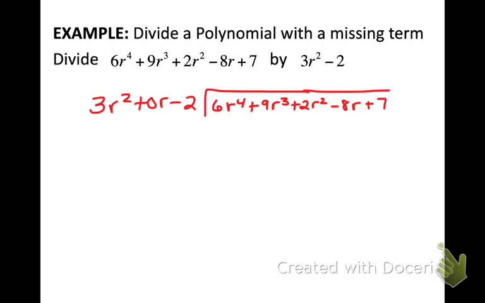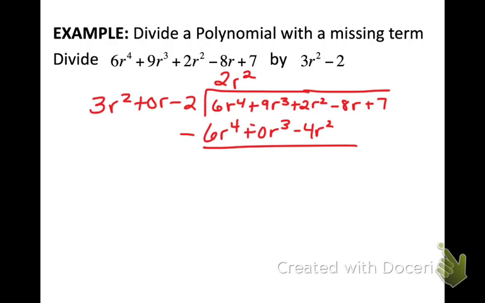All right, so what do I multiply 3r squared by to get to 6r to the 4th? 2r squared. Multiply it through, gets us 6r to the fourth plus 0r to the third minus 4r squared. Change all your signs so we know that we're subtracting correctly. So what are we left with?